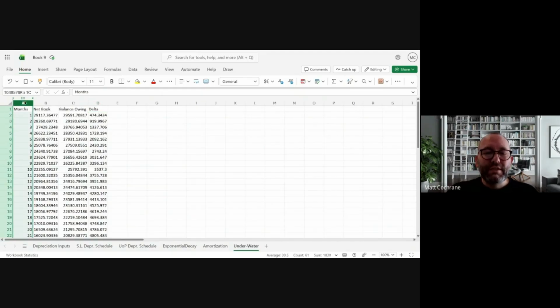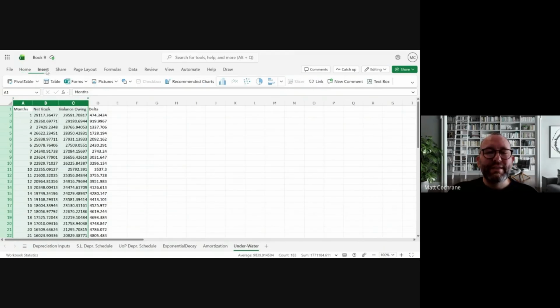So the way that you do this is you select these three columns, which have the months, the net book, and the balance owing. And you want to insert the scatter diagram. Okay, this will give you pairs of values. So for month one, the net book value will be the 29,117, and the balance owing will be 29,591. So if we do that, it'll show us for each of these.